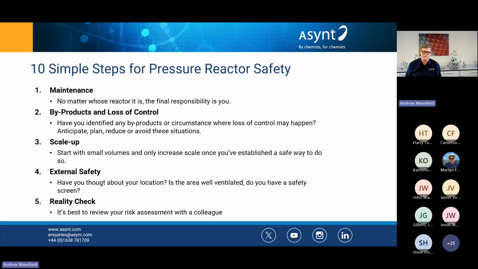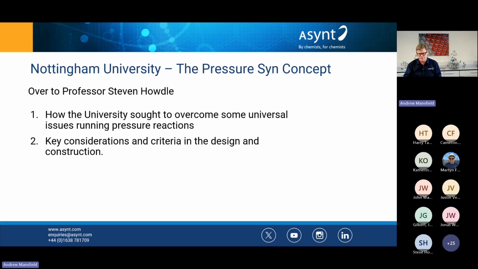Double check with the chemist next to you or your supervisor or whoever, and make sure that you understand all of the safety implications of the pressurized reaction that you're going to carry out. So that's all I was going to say by means of an introduction.